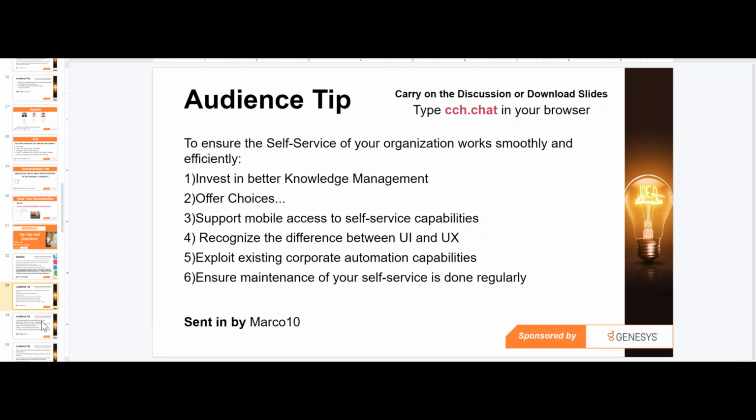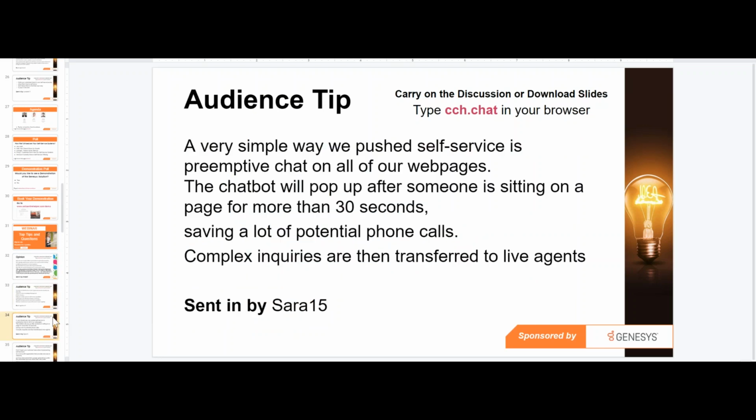Excellent stuff. And another tip now coming in from Sarah, who says, a very simple way we push self-service is a preemptive chat on all of our web pages. The chatbot pops up after someone is sitting on the page for more than 30 seconds, saving a lot of potential phone calls. Complex inquiries are then transferred to the live agents. This is a little bit about what you were talking about, wasn't it, Mike? Yeah, absolutely. Predictive engagement would work very nicely there, Sarah. So just so you know.